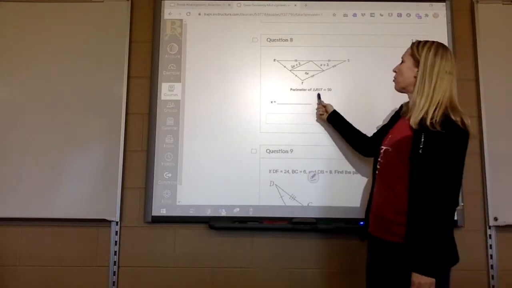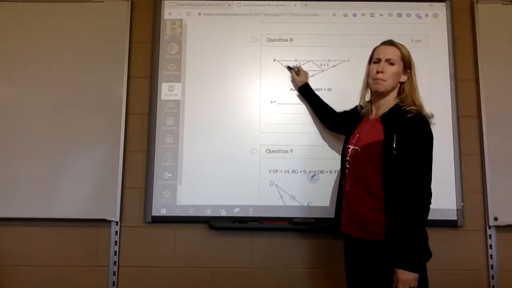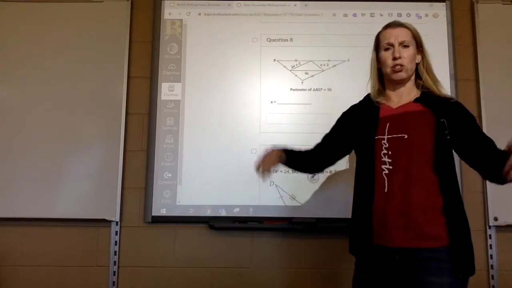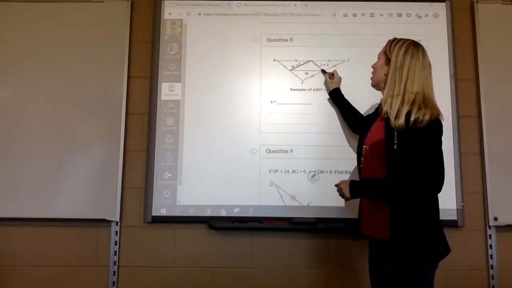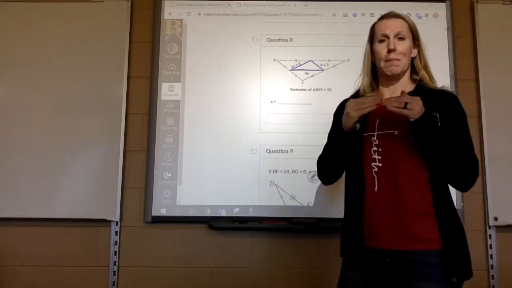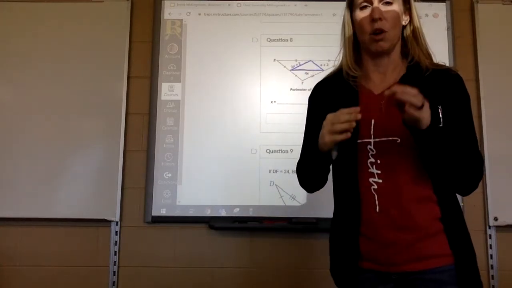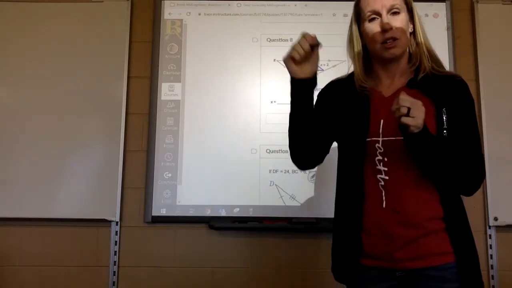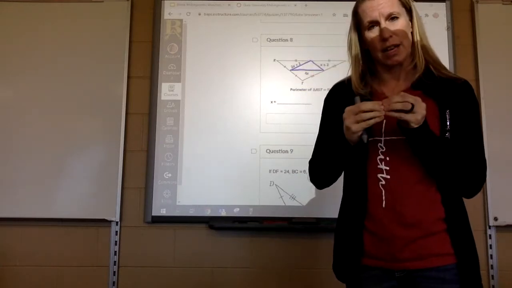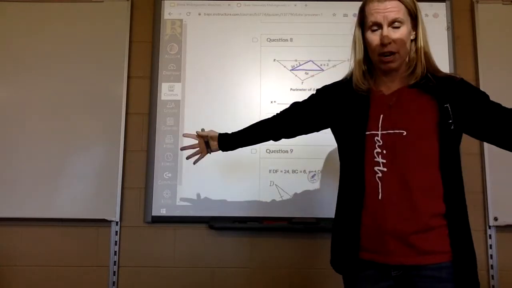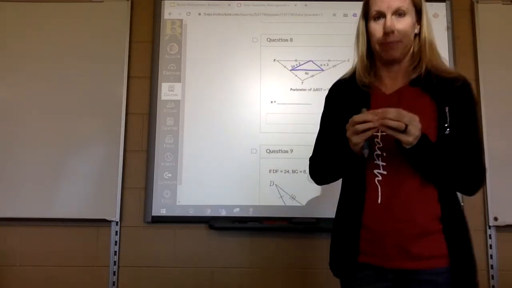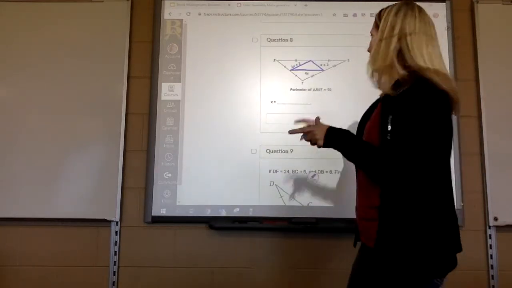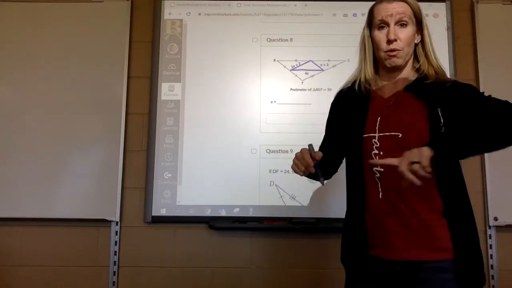So this says the perimeter of RST. That's the big triangle. The perimeter of the big triangle is 50. Well, if I look at the smaller triangle, remember that the smaller lengths, the midsegments, are always half the size. So if those midsegments are half the size and the perimeter of the big triangle is 50, what do you think the perimeter of the smaller triangle would be? It would be 25.